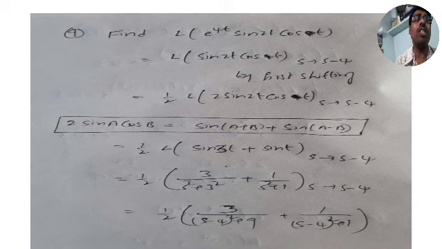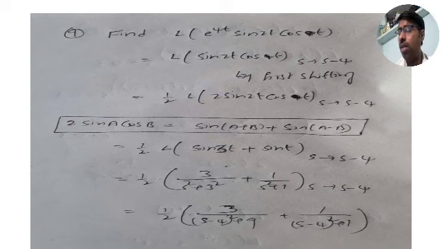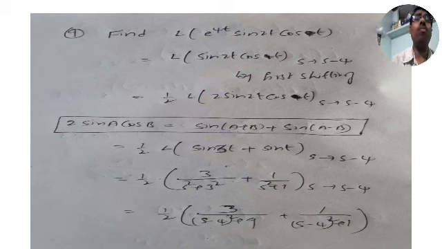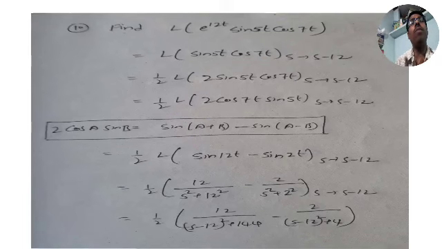The 9th problem of this kind, L of e power 4t into sin 2t into cos t, is a problem that came many times in examination. Time permitting, how much time is left? Another 5 minutes. So let us cover one problem of the same type. Almost all types of problems we covered. Now let us give one more problem of the same type, because these problems come in examination repeatedly. So I am giving the 10th one.